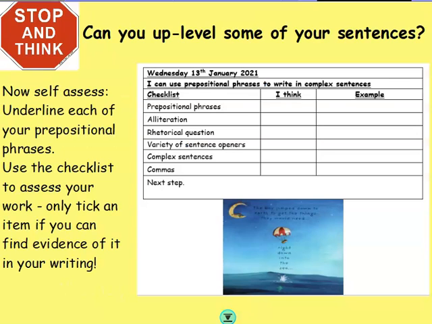Finally, once you've been through and you've up-leveled some of your sentences, try and have a self-assess. You can use this checklist to help you. So you need to have a look at underlining each of your prepositional phrases and perhaps put an example down. You might want to check, have you put any alliteration in, any rhetorical questions, sentence openers, complex sentences and commas. And make sure you can find evidence of what you're ticking off in your writing.